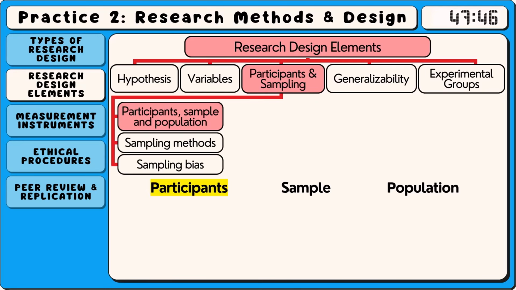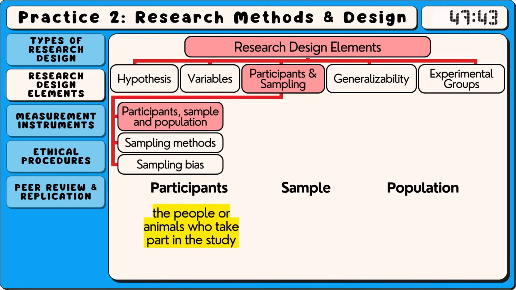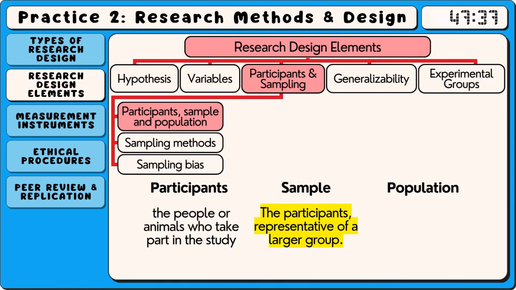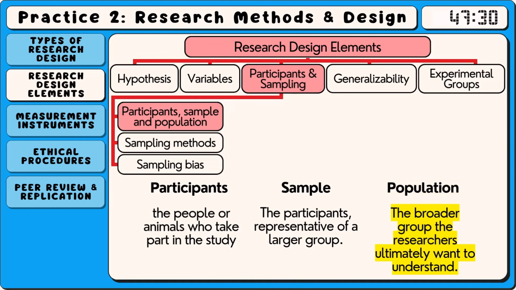First is research participants. These are the people or animals who take part in the study. Sometimes the participants are also called the sample. The sample are supposed to be representative of a larger group. The larger group is known as the population, which is the broader group the researchers ultimately want to understand.